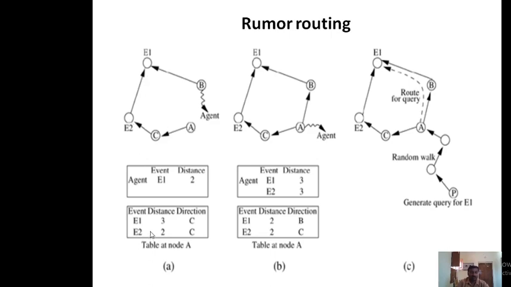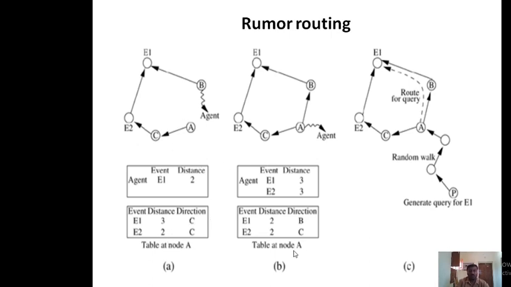Then if you come to the next one, E2, it may have only 2 nodes. So the agent may be at node A: 1, 2. Only 2 distances will be there, through C. So this is the table of node A.